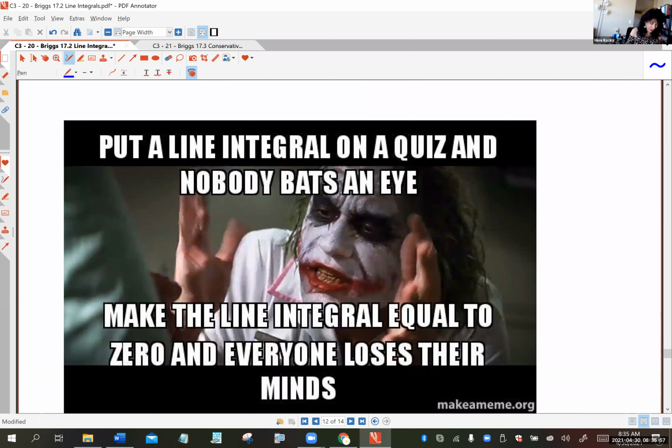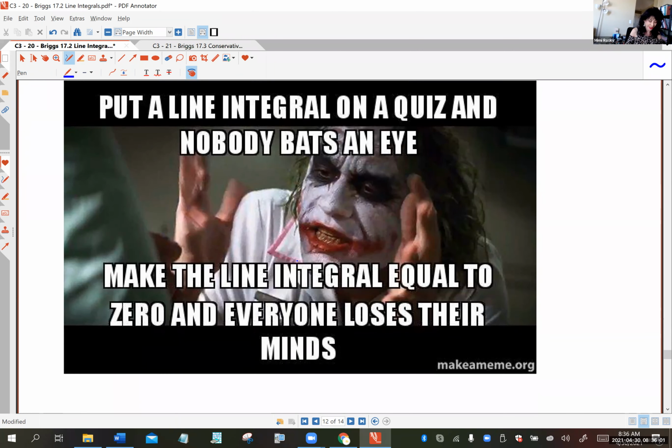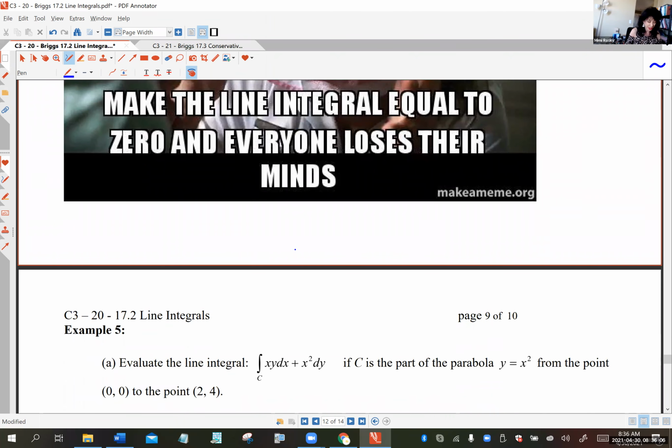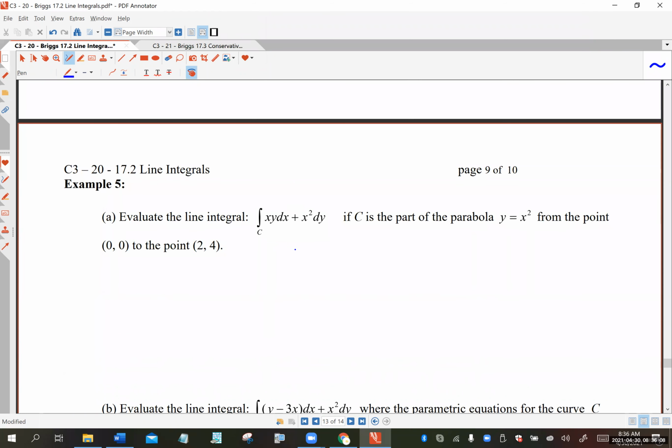Put a line integral on a quiz, nobody bats an eye. Make the line integral equal to 0 and everyone loses their minds. And a line integral can equal 0 if it's a type 2 or type 3. That's possible. Remember that line integrals can represent work done. Remember we talked about this? The application is work done on an object as it's moving around in some force field. Yeah? Questions?